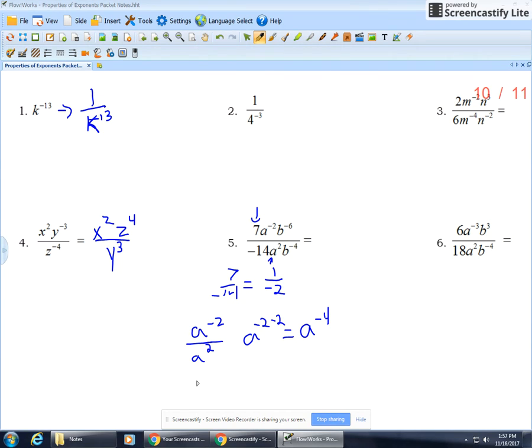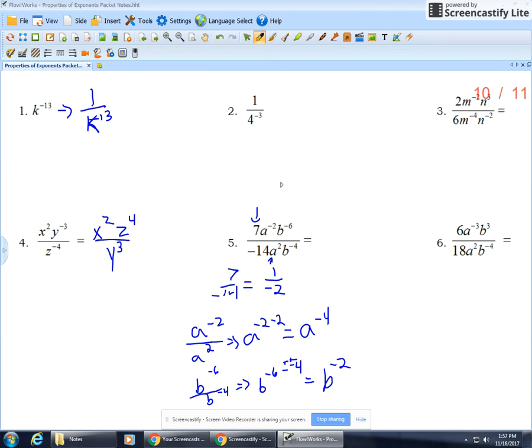Okay. B's we're going to take care of also. So we got b to the negative 6 over b to the negative 4th power. So again, this is dividing, so we have to subtract. So we get b to the negative 6 minus negative 4, and then it becomes plus a positive. We get b to the negative second power.